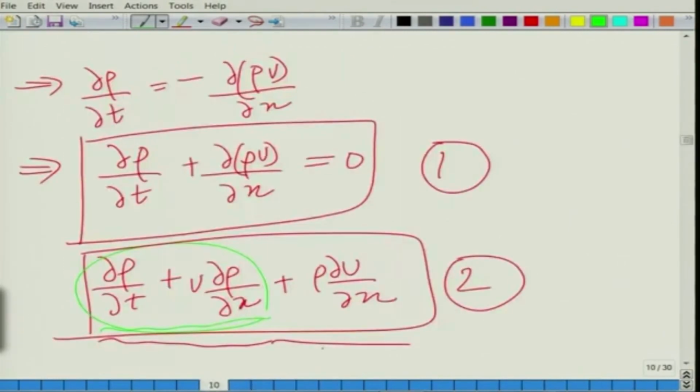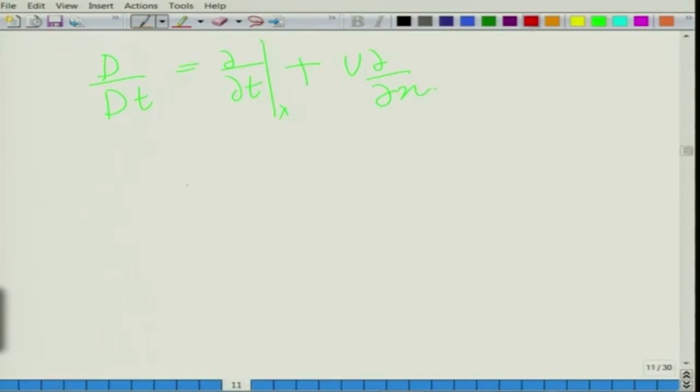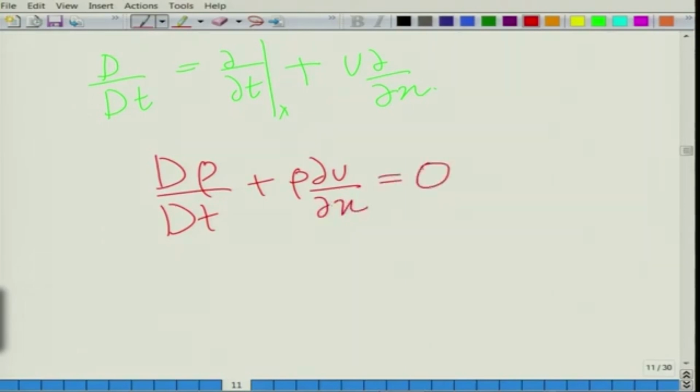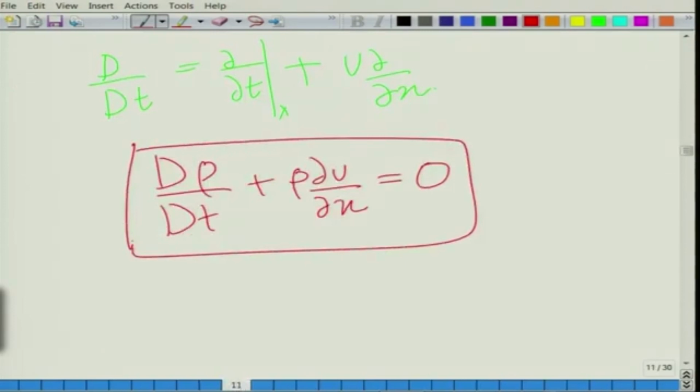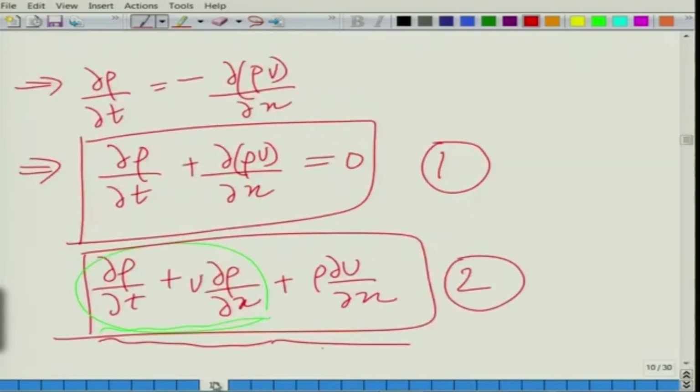So equation 2 can also be written in the following form, which is rho times the total derivative of rho. We will call this equation 3. Now we will go to the momentum equation, and to simplify it we will make use of certain forms of the continuity equation, the expanded forms.